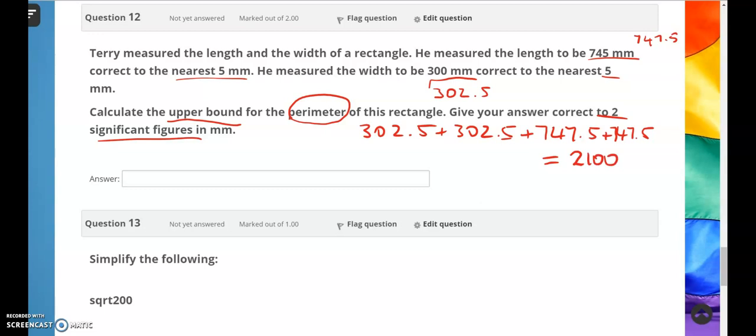2,100. We need to write the answer correct to 2 significant figures. So the 2 digits with the highest value are the 2 and the 1. So we look at the 0. 0 tells us that we shouldn't change the 1, so we'll keep it as it is. 2,100 millimeters, that is the answer.